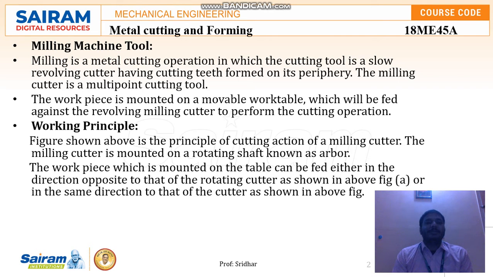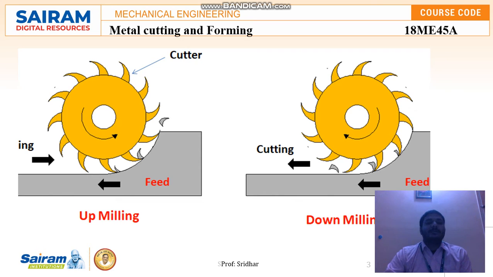So we'll see the working principle, on what basis the milling cutters are used for a machining process. Mainly the milling principle works on both up milling and down milling. Based on these two parameters only, the cutter will remove the excess material.